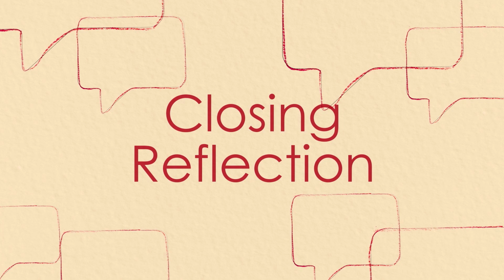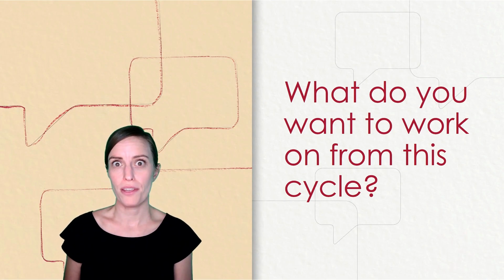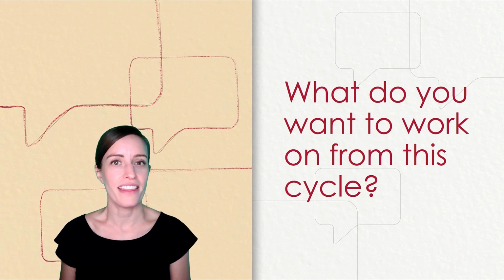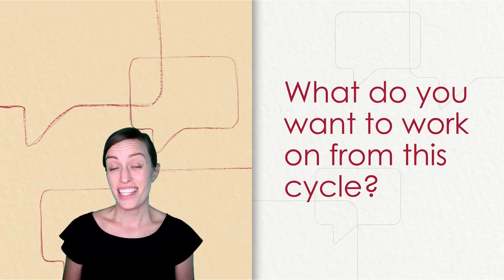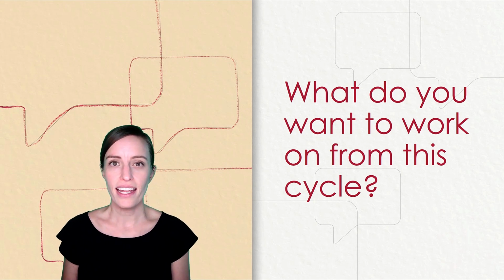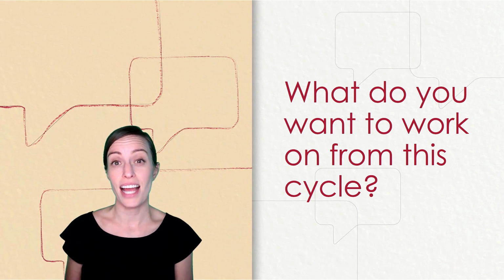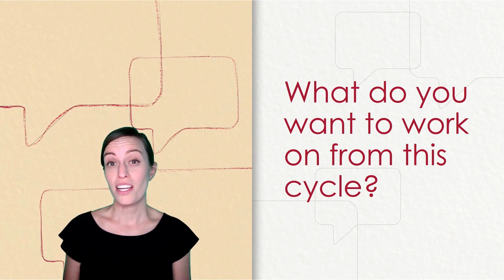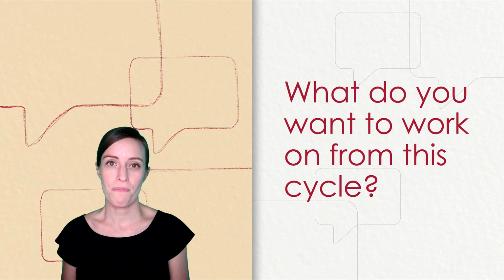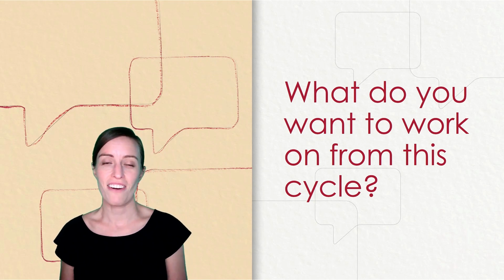Closing reflection. Today, we worked hard to review all the things we've been working on this cycle. There's the digraph WH and the digraph CK. And we listened closely to the sounds in words so that we could decode them and write them. What do you want to keep working on from this cycle?